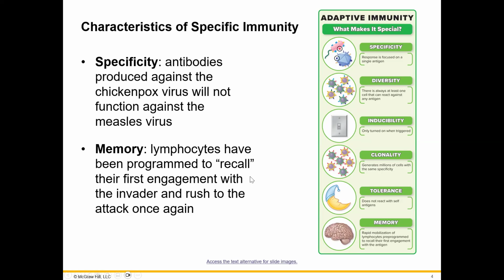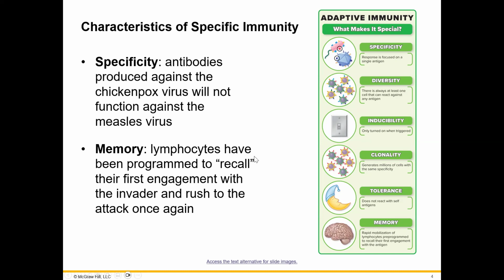So you're exposed either through vaccination or maybe an infection. You have memory cells that retain the programming. And then when you're re-exposed to that invader, they will rush to the attack again, which means that they will be revving up the engines and producing antibodies.